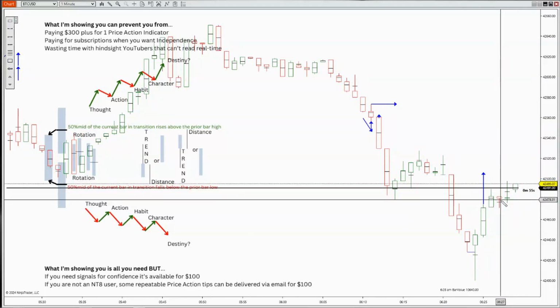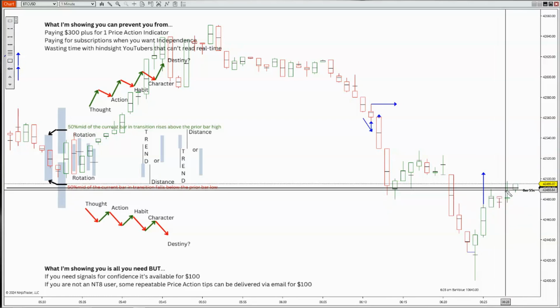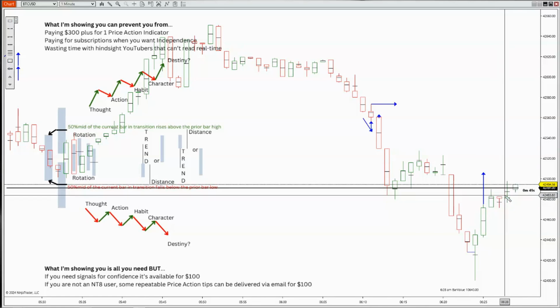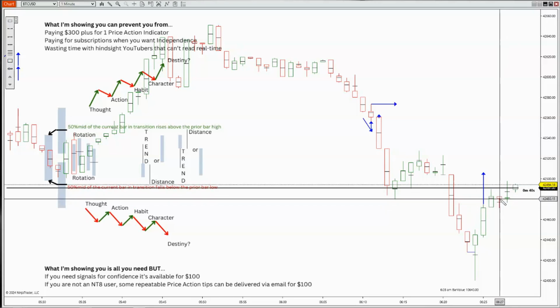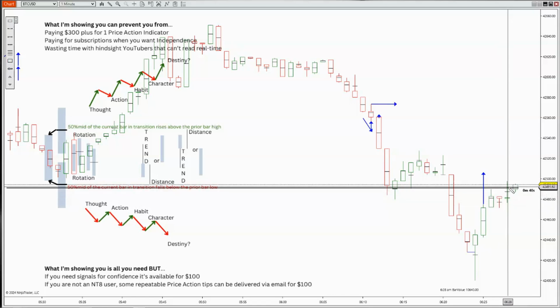It did go this distance. It did go the distance of this wick. It absolutely did. That would have landed them right about here on the distance of the wick of this red bar. So it would have absolutely made the trend distance of that red bar. Actually, it made the whole bar itself. So it absolutely made that distance as well.